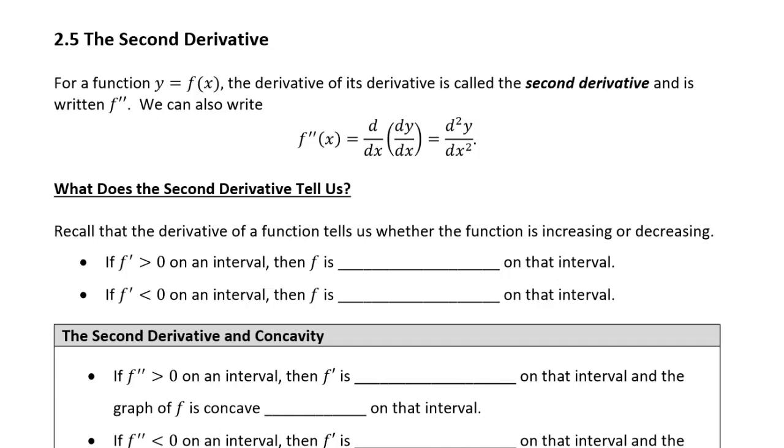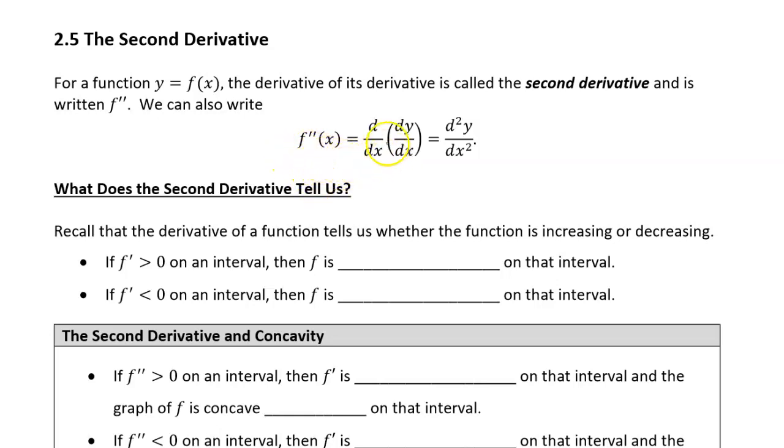Today we're going to talk about the second derivative, which is just the derivative of the derivative. The notation we use, if we use the Lagrange notation, we just say f double prime. We put two hash marks instead of one, two little prime symbols. So f double prime.